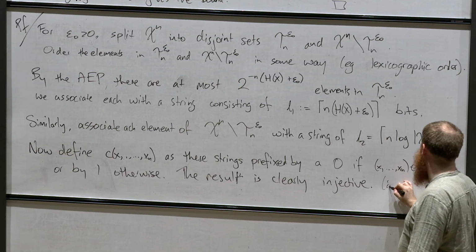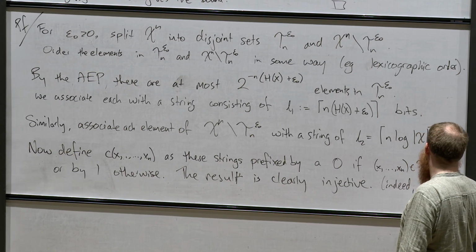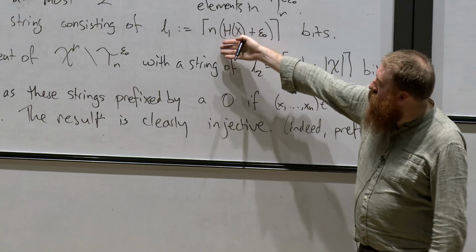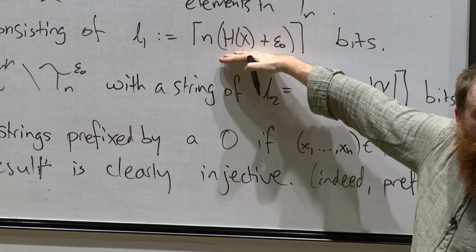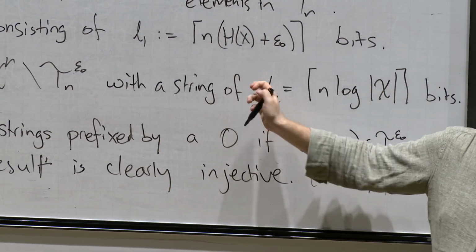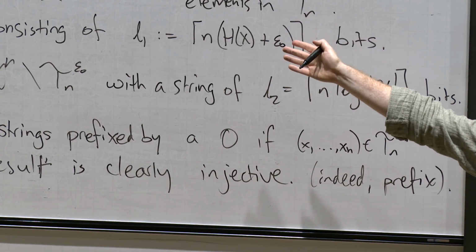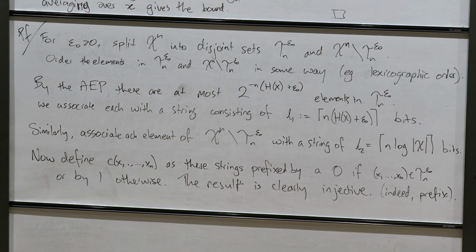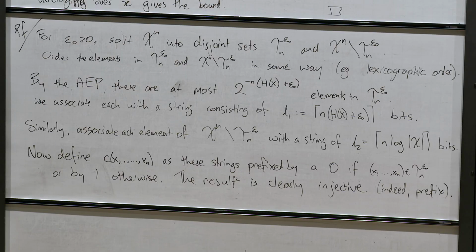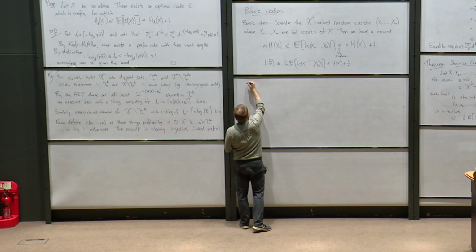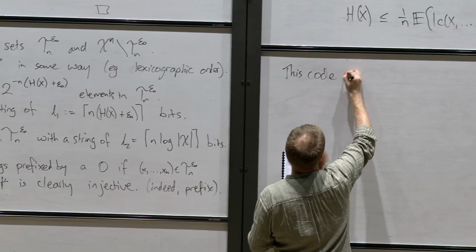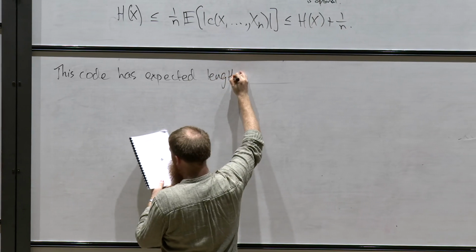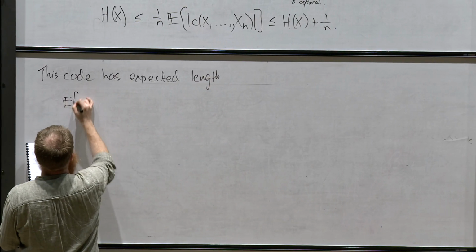In fact, it's prefix because everything in here has a string. They're all the same length, and then I've prefixed this with a 0 or with a 1 so that I know which group I'm going through. There we are. So I've now got a prefix code. Okay. So this is a block code. This code has expected length. So let's calculate the expected length.